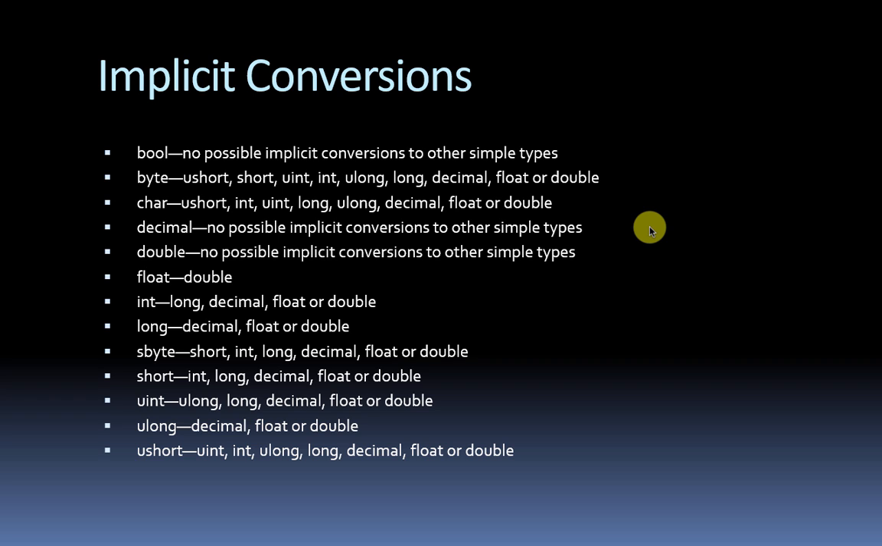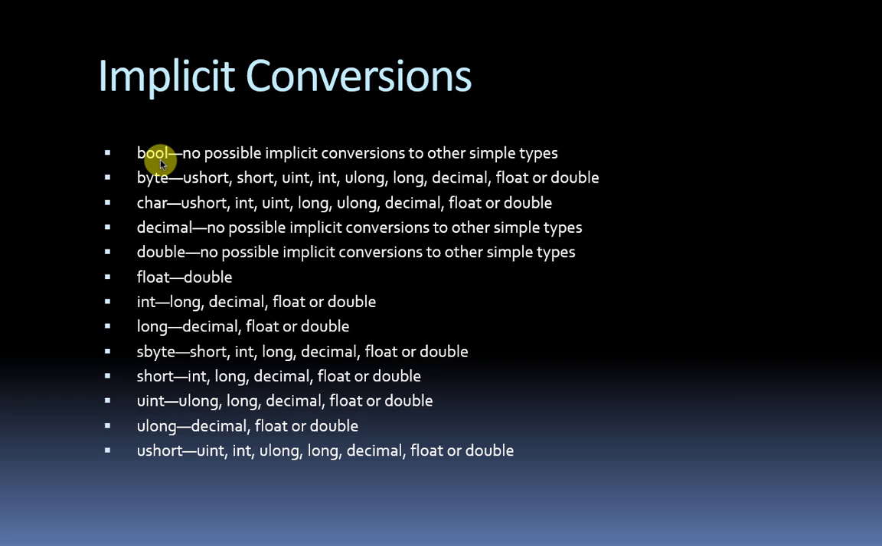So what you see here on the screen is a list of all of the simple types in C#. Going top to bottom through this list, I'm showing you not only the names of the simple types down the left-hand side here, but all of the conversions that are allowed from a given type to other simple types in C#. So for example, at the top here we have the bool type, which represents a true or false value, and there are no implicit conversions between bool and the other simple types.